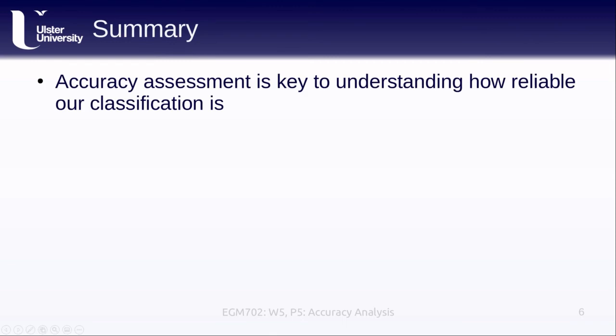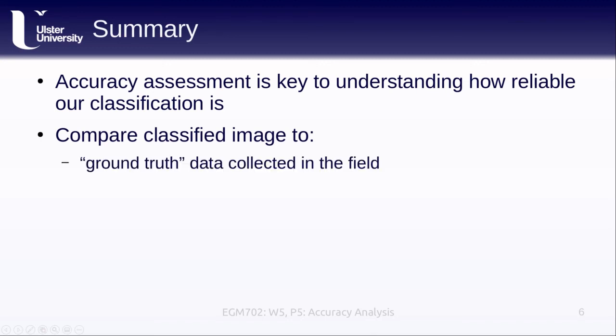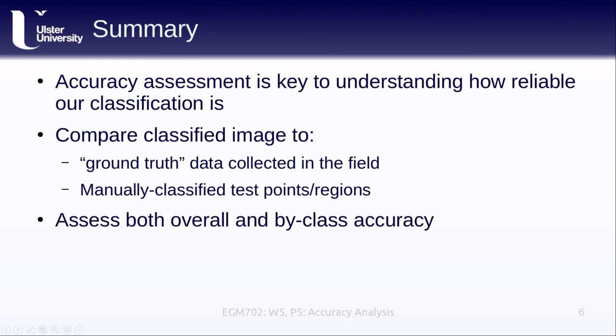In this lesson, we have learned that accuracy assessment is the key to understanding how reliable a classification is. If we don't know how good a job we've done in our classification, we can't know how useful our results are. To do this, we compare our classified image to either ground truth data that we've collected in the field, or by manually classifying test points in our image. Often, we might use a combination of our two approaches. We want to assess both the overall and by-class accuracy. This can help us to identify where we might need to improve our training samples or our input data in order to help us improve our classification.